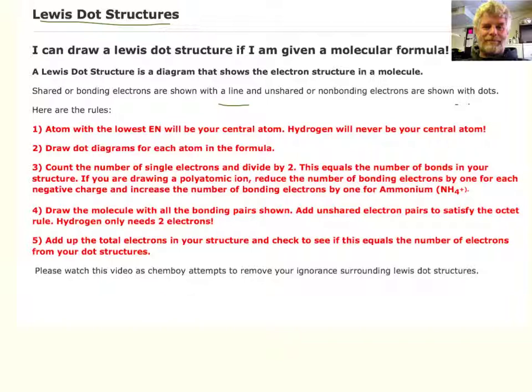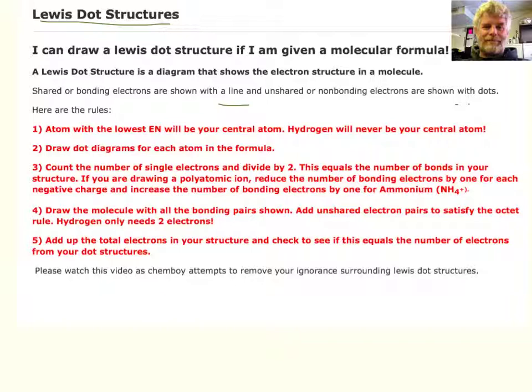Number 3, count the number of single electrons from the dot formulas and then divide by 2. This number equals the number of bonds that you will have in your structure. If you're drawing a polyatomic ion, it says to reduce the number of bonding electrons by 1 for every negative charge and increase the number of bonding electrons by 1 for ammonium, which is a positive charge.